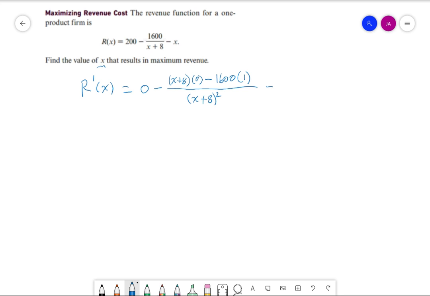Then minus the derivative of x, but the derivative of x is just 1. Okay, let's clean this all up. What are we going to get? We then have x plus 8 times 0 is 0. And then we have minus a minus, and so I see these two are going to become a positive. And so that's really going to be 1,600 times 1 is 1,600 divided by x plus 8 quantity squared minus 1. Well, now that we've found that, we need to set the first derivative equal to 0.